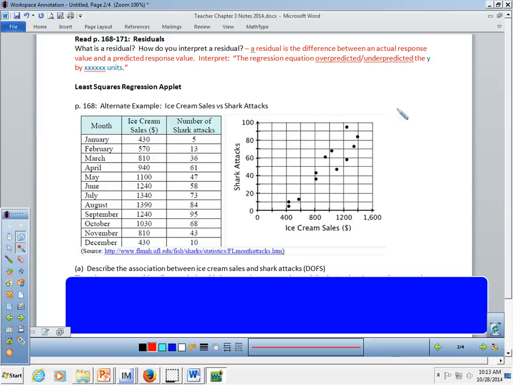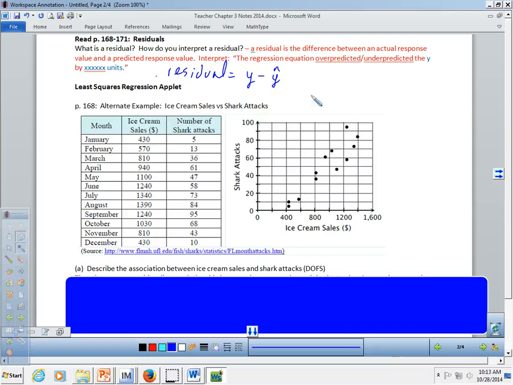So the definition of a residual is the difference between an actual response value and a predicted response value, found pretty easily. We will always calculate a residual by taking the actual minus the predicted, so that's important to understand. The reason why we always do it that way, and we want to make sure that we're going the same way with our residuals all the time, is that it makes it a lot easier to interpret those residuals.